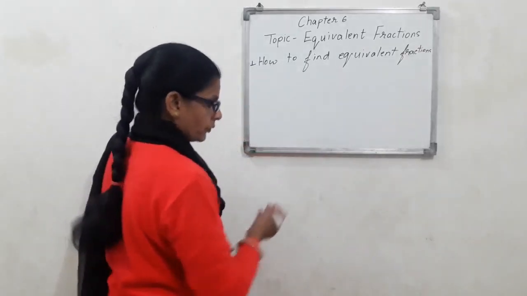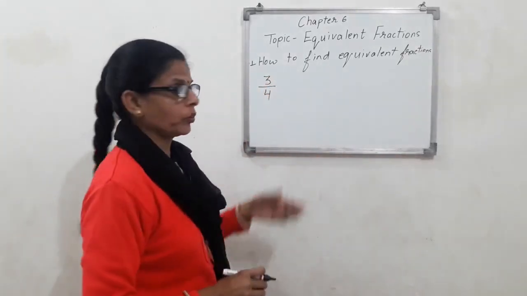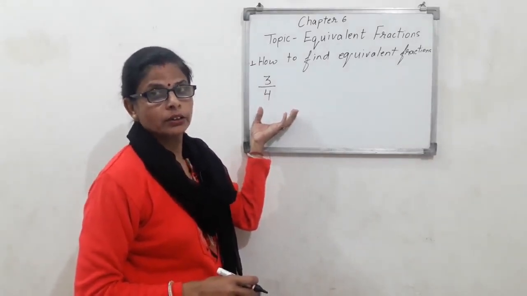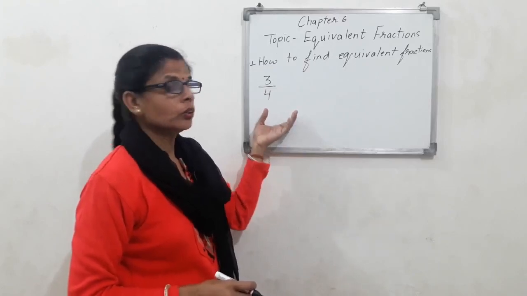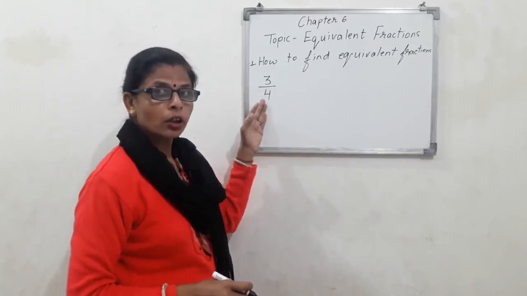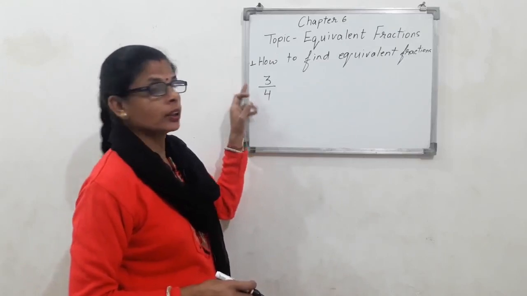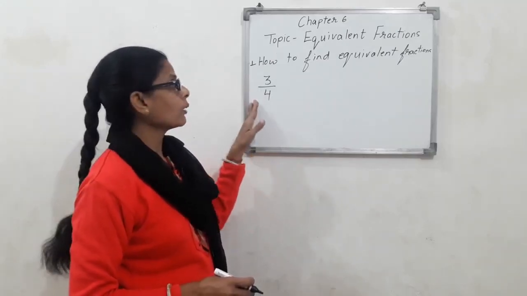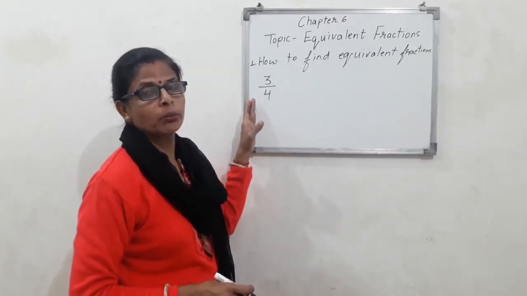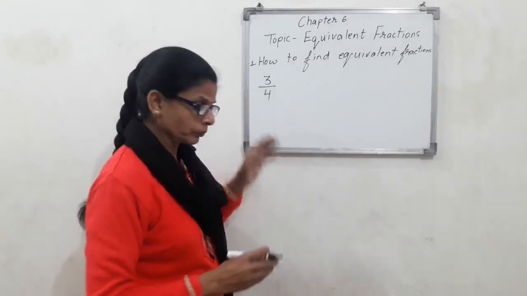Suppose the fraction is 3 upon 4 and we have to find the equivalent fractions of this fraction. So what do we have to do? We have to multiply the numerator and denominator with the same number. The top number is called the numerator and the bottom number is known as the denominator. We have to multiply the numerator and the denominator with the same number to get the equivalent fraction.